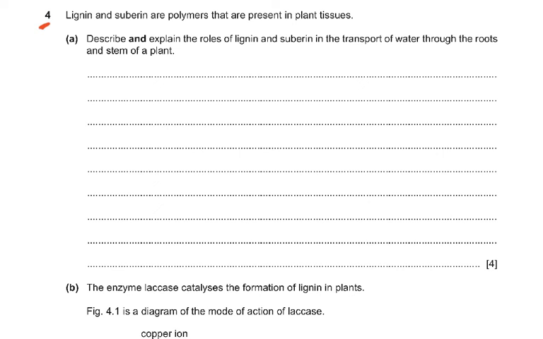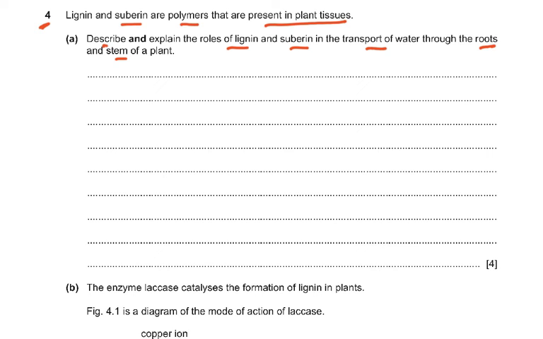Question number 4. Lignin and suberin are polymers that are present in plant tissues. Describe and explain the roles of lignin and suberin in the transport of water through the roots and stem of a plant. So basically, lignin and suberin are hydrophobic, impermeable to water. So it's a waterproof barrier.